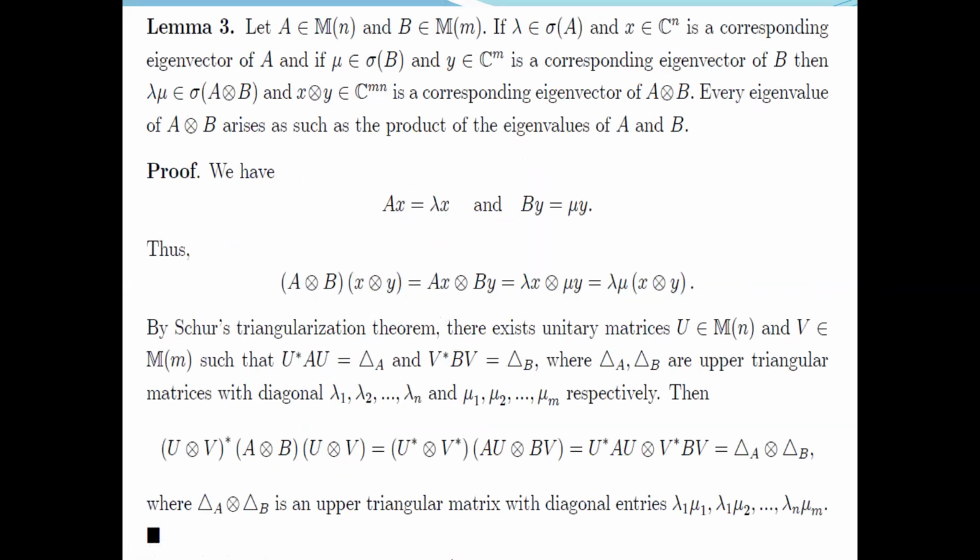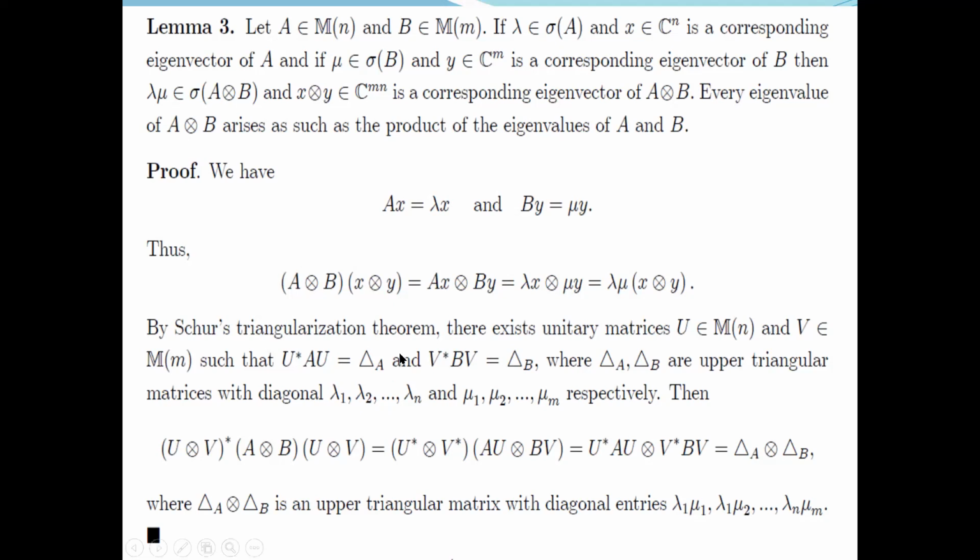Now in this lemma, we show that if A and B are square matrices, then the eigenvalues of A tensor product B are obtained on multiplying the eigenvalues of A and B pairwise. That is, if the eigenvalues of A are lambda 1, lambda 2, up to lambda n, and the eigenvalues of B are mu 1, mu 2, up to mu m, then the eigenvalues of A tensor product B are lambda 1 mu 1, lambda 1 mu 2, and so on up to lambda n mu m.